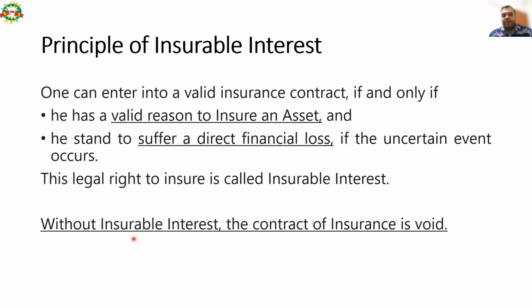Without insurable interest, the contract of insurance is void. We'll understand the terminology of void and voidable while having theory sessions on law in general, which we will have in subsequent sessions. But it is void. So we'll see with the help of an example what insurable interest examples are.